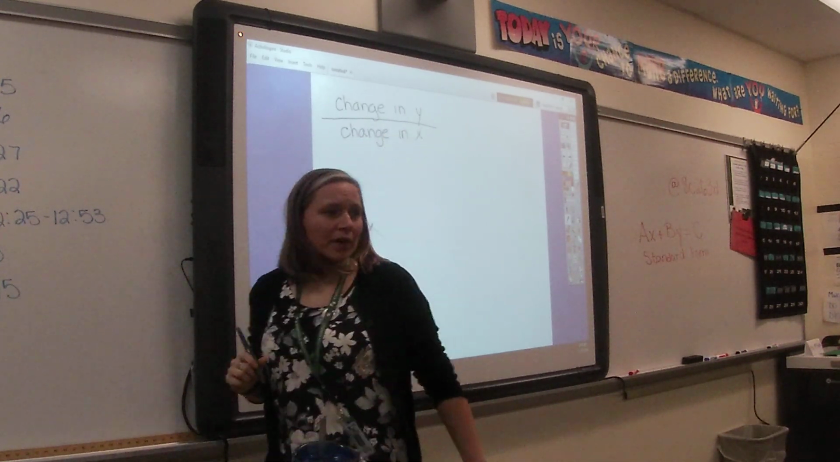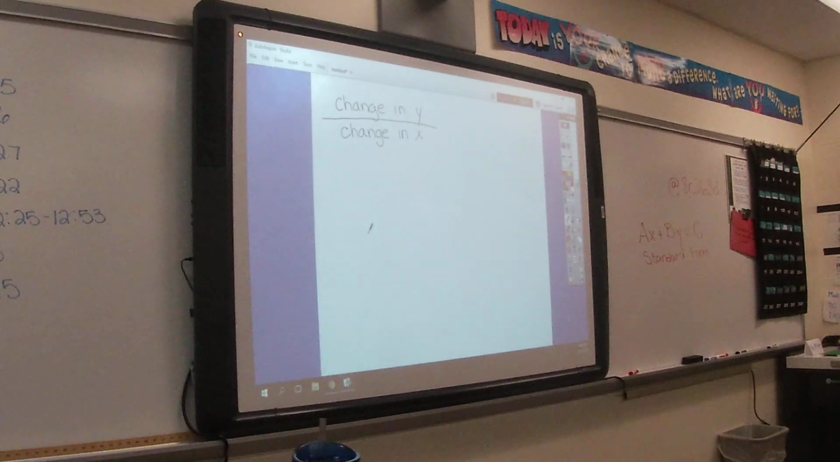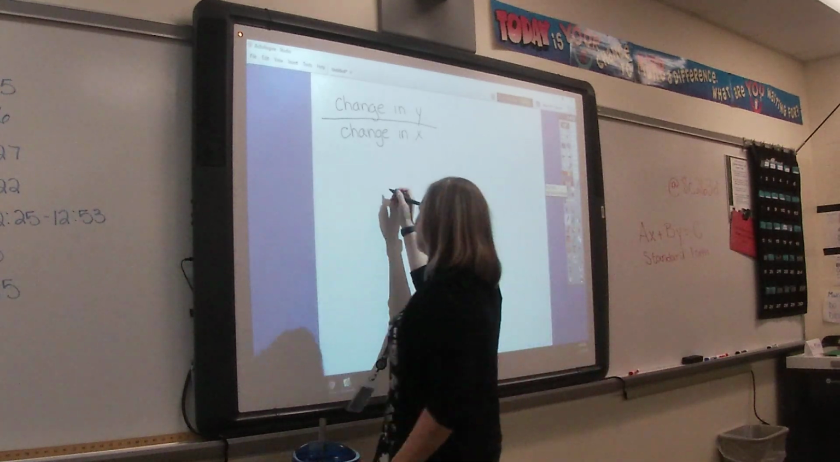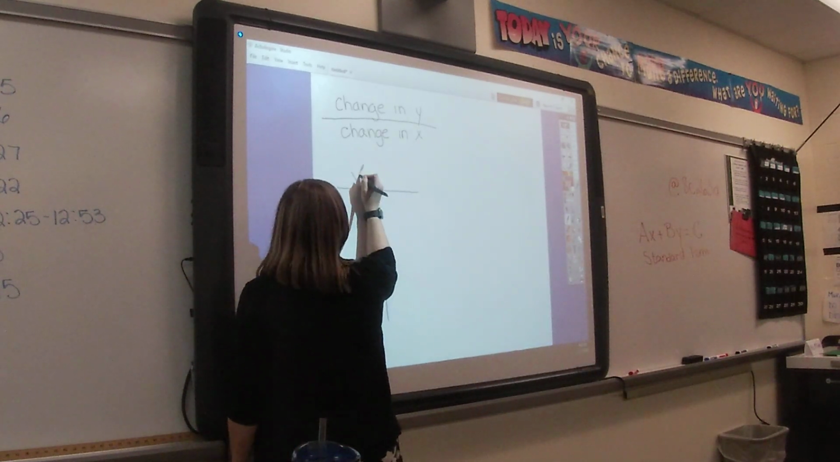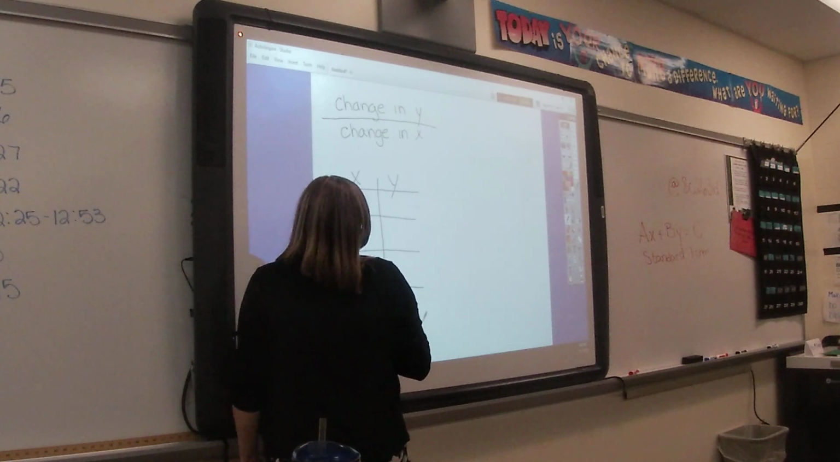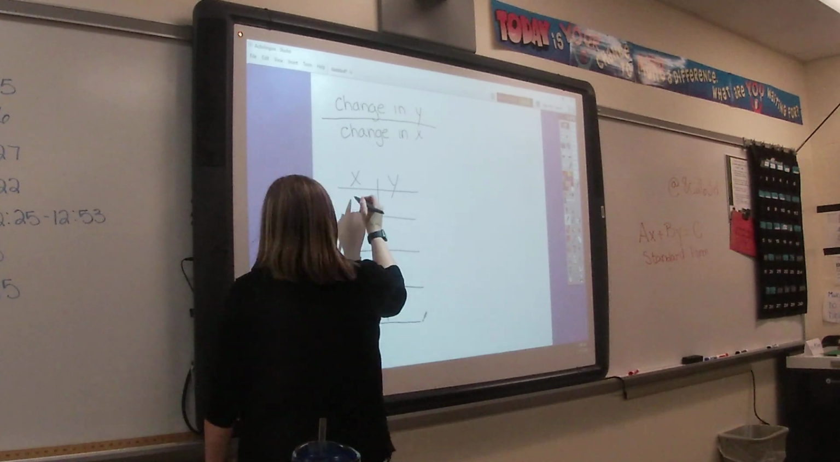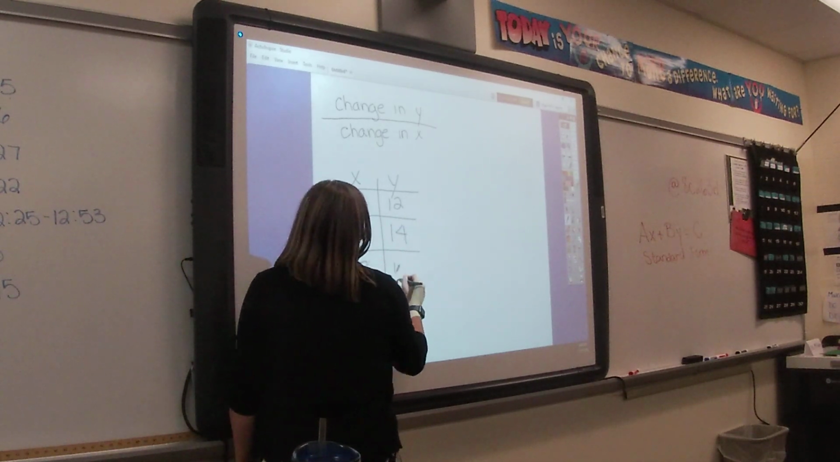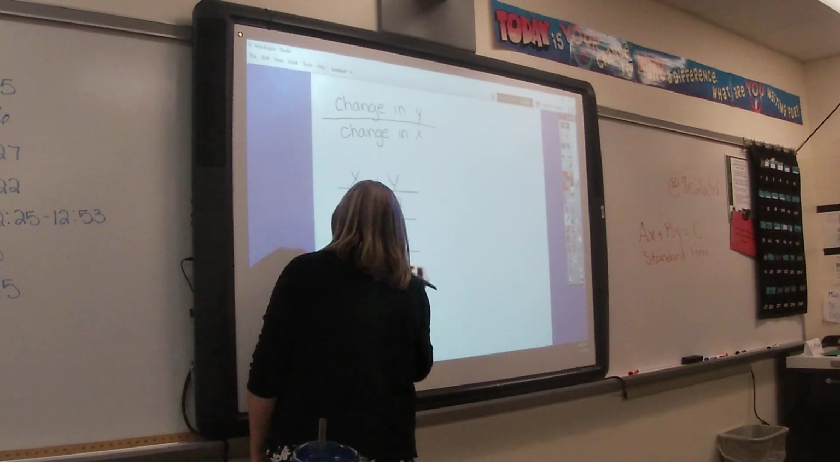Does it matter which way you think about slope, whether you think rise over run, or change in y over change in x? Does any of that matter? No. So again, I'm just giving a third representation here. It doesn't mean that this is the only time you can use it. We're going to stick simple because it's Monday morning and my brain isn't thinking yet.